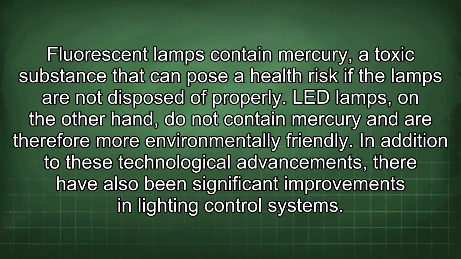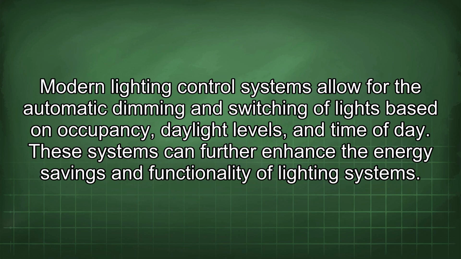In addition to these technological advancements, there have also been significant improvements in lighting control systems. Modern lighting control systems allow for the automatic dimming and switching of light based on occupancy, daylight levels, and time of day. These systems can further enhance the energy savings and functionality of lighting systems.